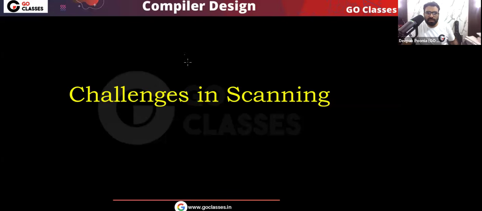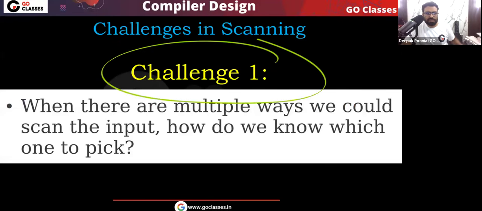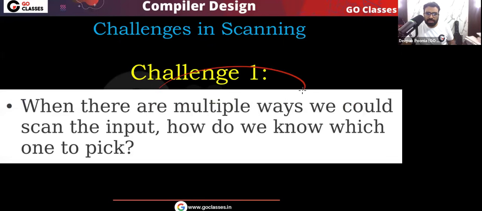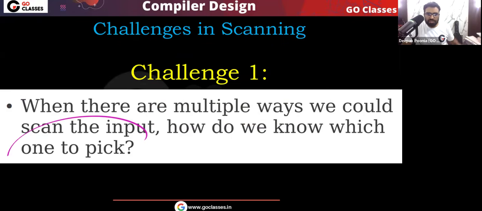Now let's study what are the challenges in scanning in the lexical analysis when we generate tokens. Let's see challenge 1. That is, when there are multiple ways we could scan the input character stream, how do we know which way to pick? With an example, it will become clear what this challenge 1 is.